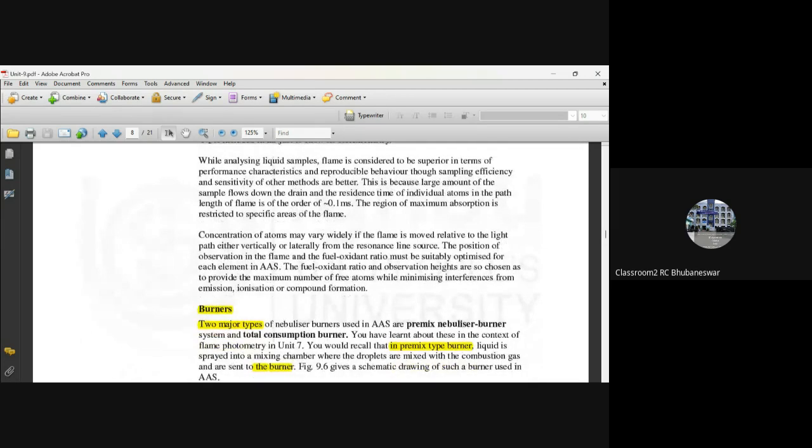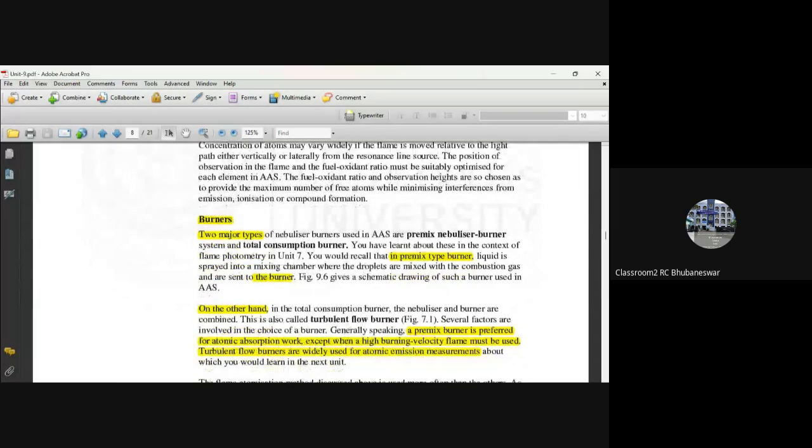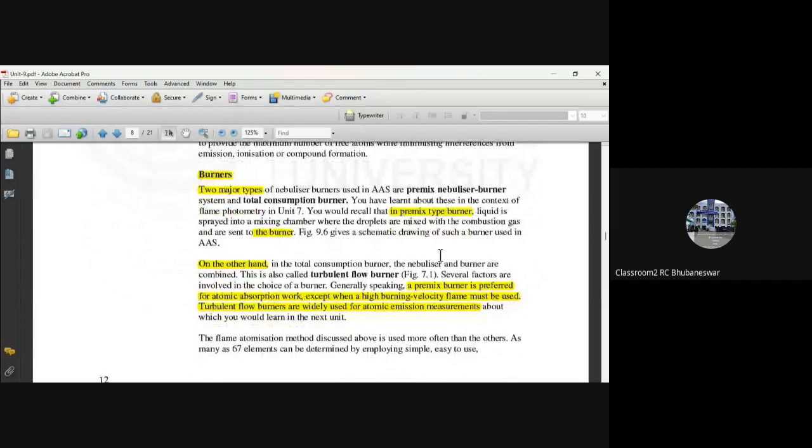So here, in the flame atomizer, you are having a burner also. Burners will be used here. Two major types of nebulizer burners used in AAS are the premix nebulizer burner system and the total consumption burner.